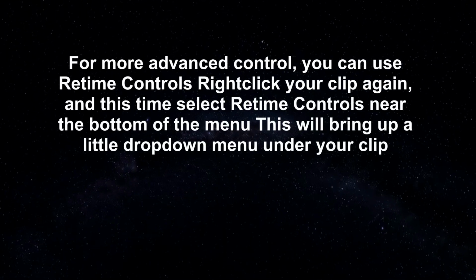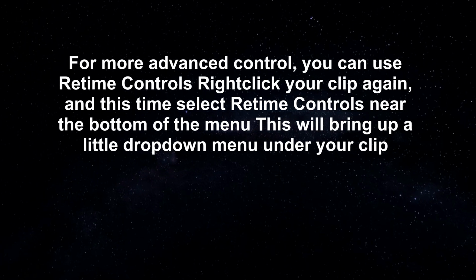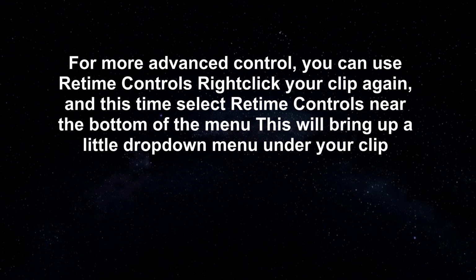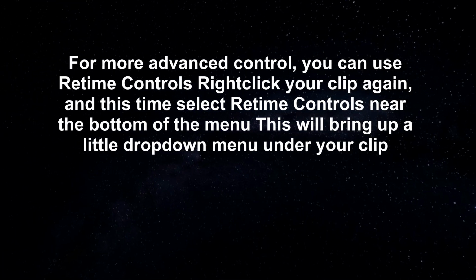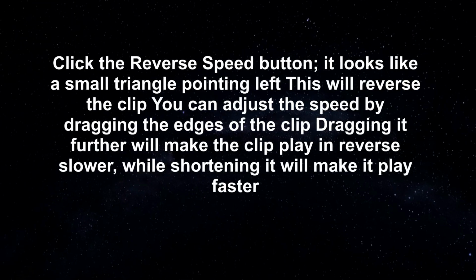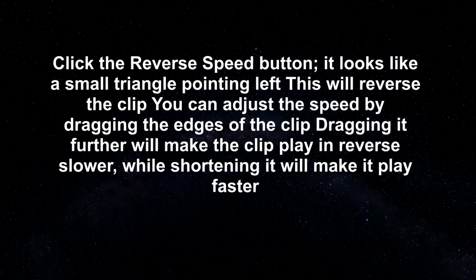For more advanced control, you can use Retime Controls. Right-click your clip again, and this time select Retime Controls near the bottom of the menu. This will bring up a little drop-down menu under your clip. Click the Reverse Speed button. It looks like a small triangle pointing left. This will reverse the clip.